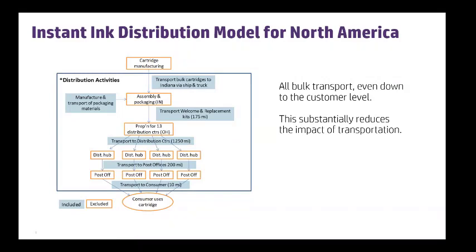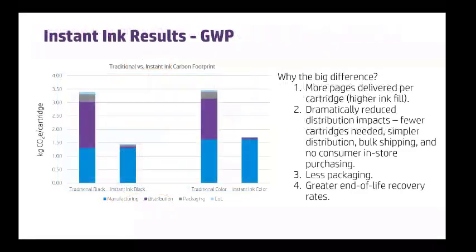So we anticipated that this was going to have an effect on the environmental impact, but we were shocked at just how strong that impact was. So here are the global warming potential comparisons. So these are for black cartridges on the left, and for color cartridges on the right. And you see that in both cases, the difference is almost 2x. And almost all of that comes in this distribution portion.